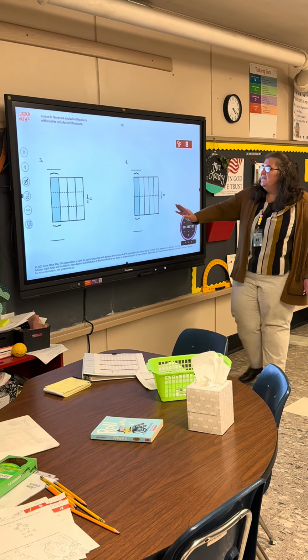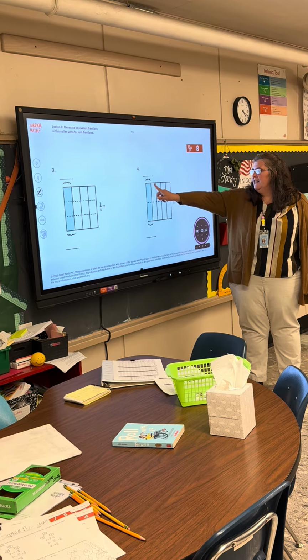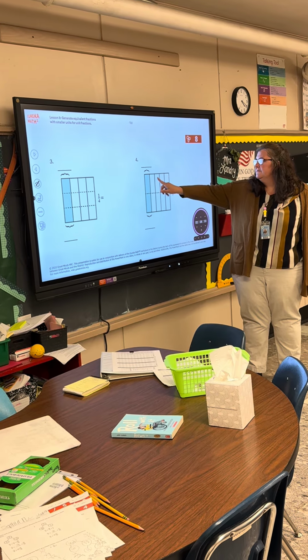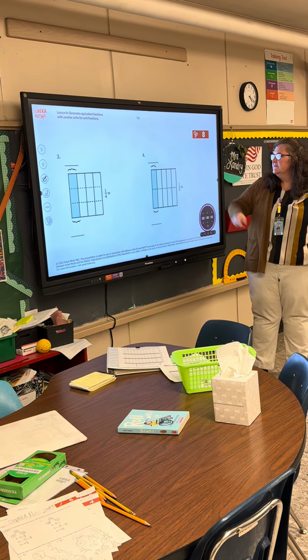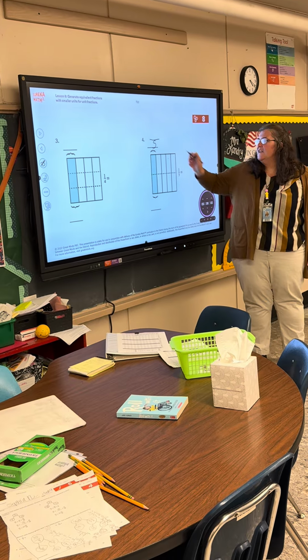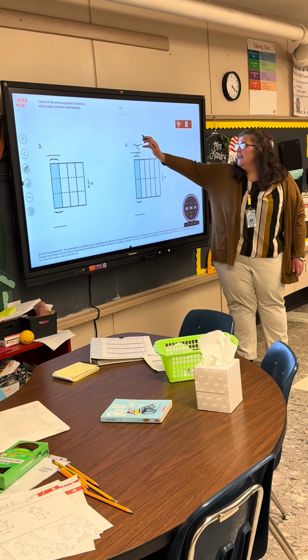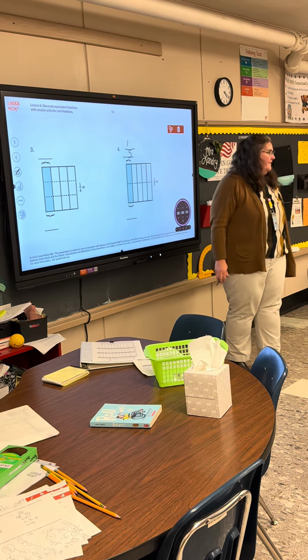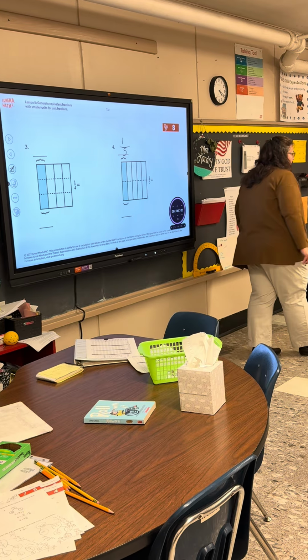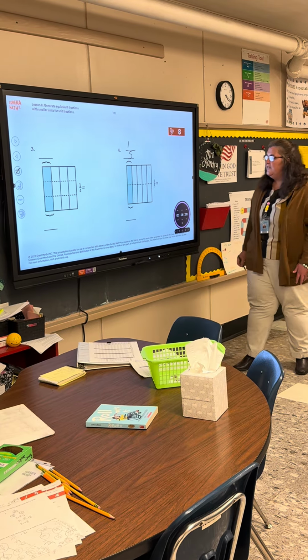So on number 4, how many columns do they have? Let's count. Ready? 1, 2, 3, 4, 5. So there are 5 columns. How many of those columns are shaded in? 1. So we have 1/5. So this model is showing 1/5, and it's showing another equivalent fraction.